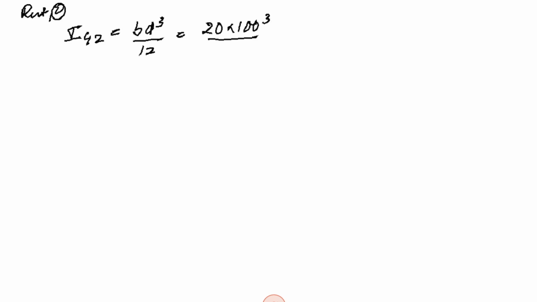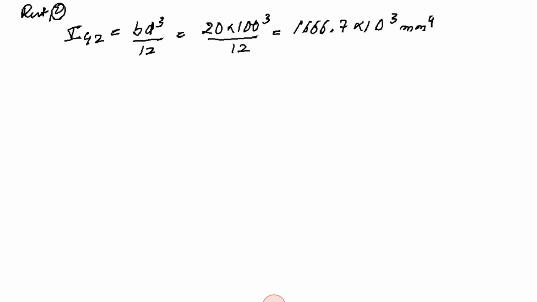Now for rectangle 2, Ig2 will again be bd cube by 12. Here b is 20, and d is the depth, which is 100. So 20 times 100 cube divided by 12 is equal to 1666.7 into 10 raised to the power of 3 mm4.